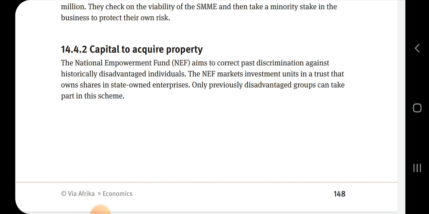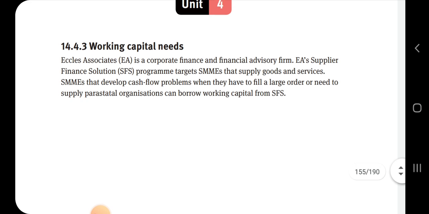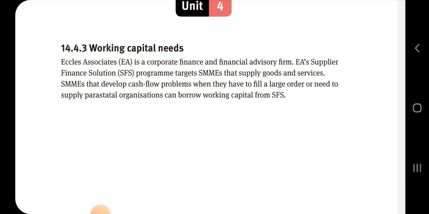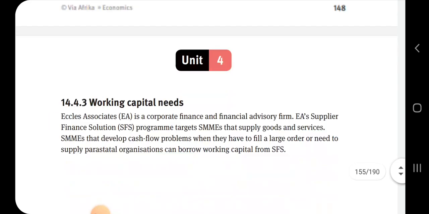The National Empowerment Fund aims to redress past discrimination against historically disadvantaged individuals. The NEF Market Investment Unit is a trust that owns shares in state-owned enterprises. Only previously disadvantaged groups can take part in this scheme. So the National Empowerment Fund is only for the previously disadvantaged. So they can help you buy property.